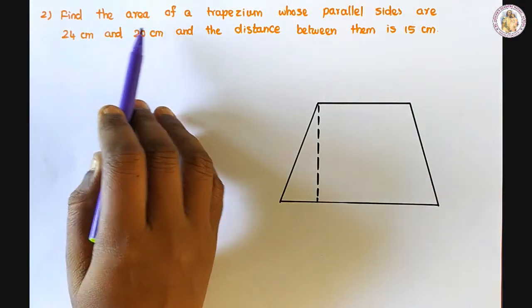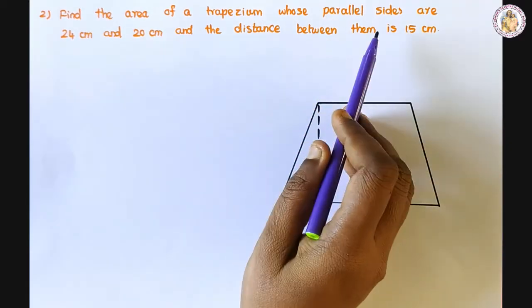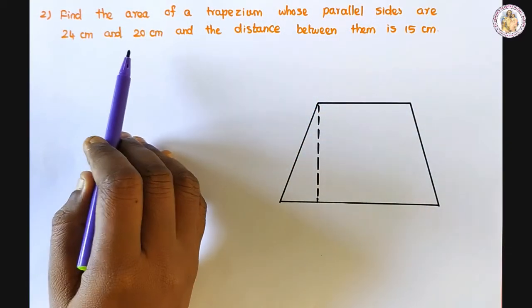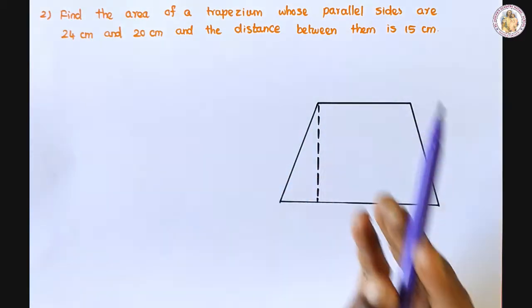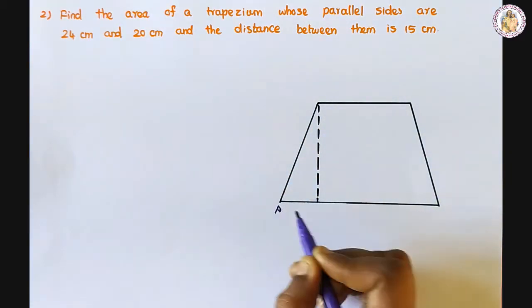Second one, find the area of a trapezium whose parallel sides are 24 centimeter and 20 centimeter and the distance between them is 15 centimeter. Listen.